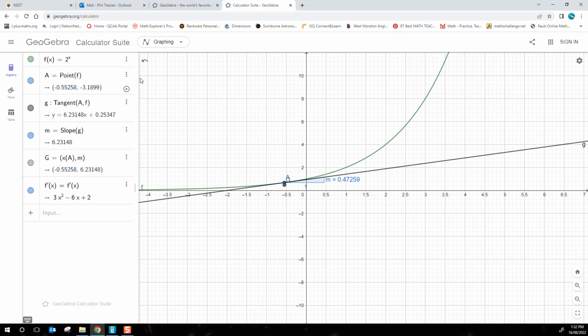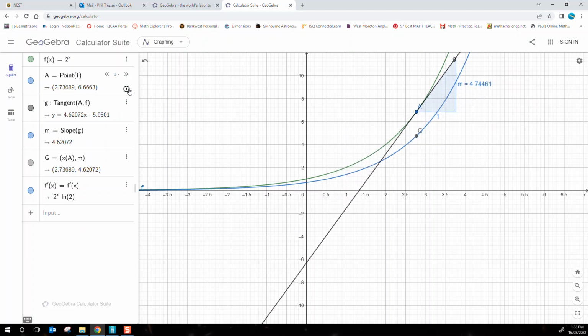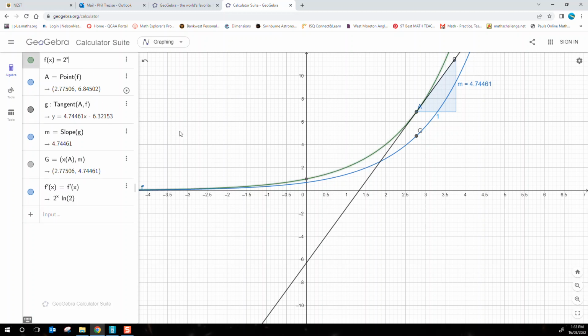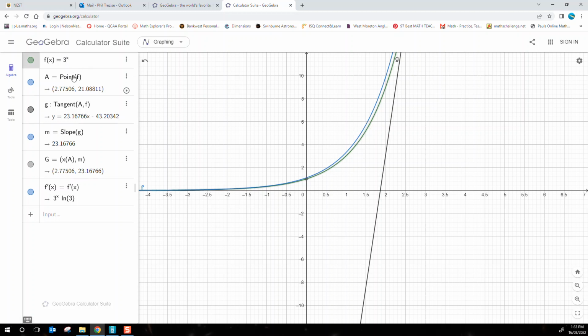We studied exponential functions a little while ago. Now, 2 to the power of x, here we go. That's cute, isn't it? The green one is 2 to the power of x, the blue one is the gradient function. It seems like it's almost the same, it's just a little bit lower. I wonder what would happen if I made that 3 to the power of x. Well, now the blue one is a little higher. The green one, remember, is the original function. The blue one is a bit higher.